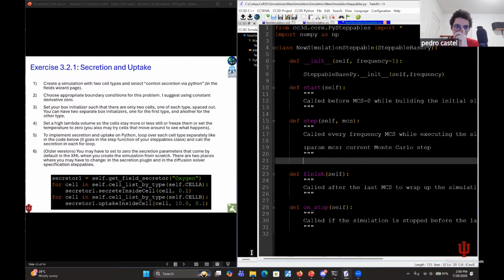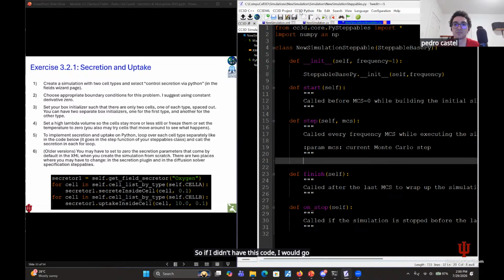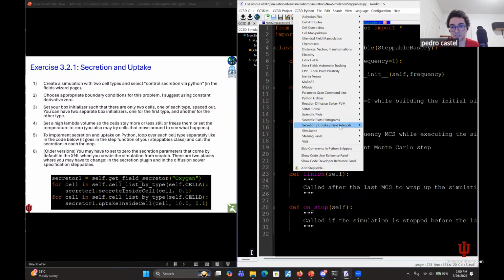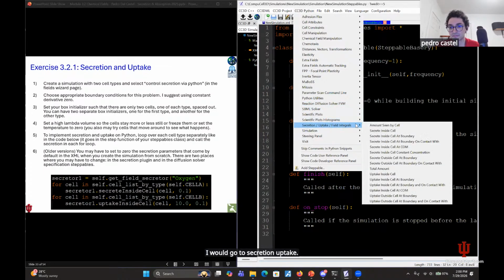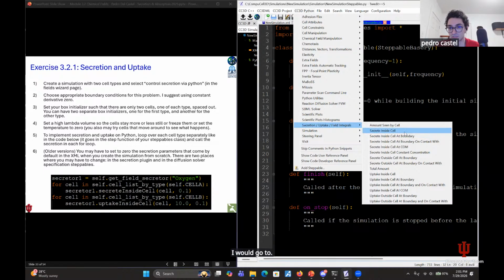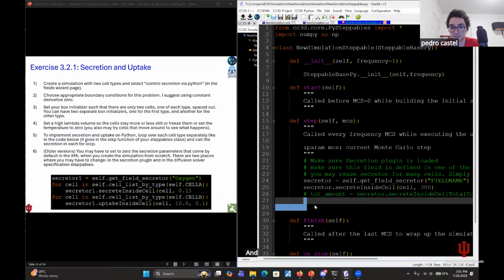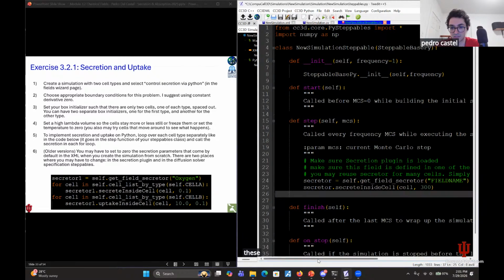So I want to take my field secretor, the secretor object, so I can invoke it and say cell secrete this amount. But instead of just copying from the slide, I'm going to show you how I would do this if I didn't have this code. I would go to CC3D Python, secretion uptake, secrete inside cell, and I get these two lines of code here.